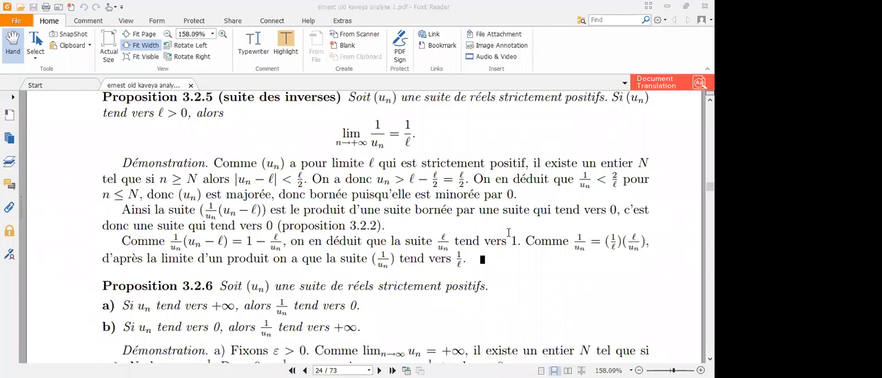Let's see the other things, the same thing. It says it's equal to 1 and whatever. Let's see.